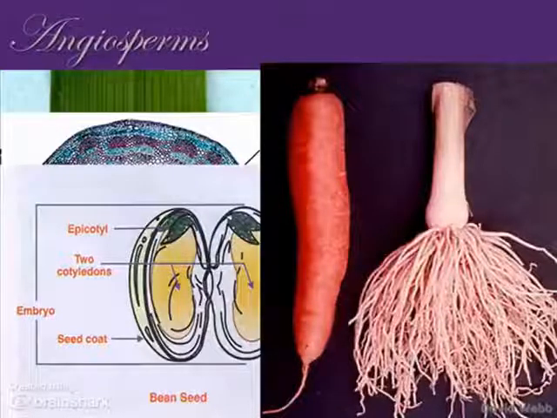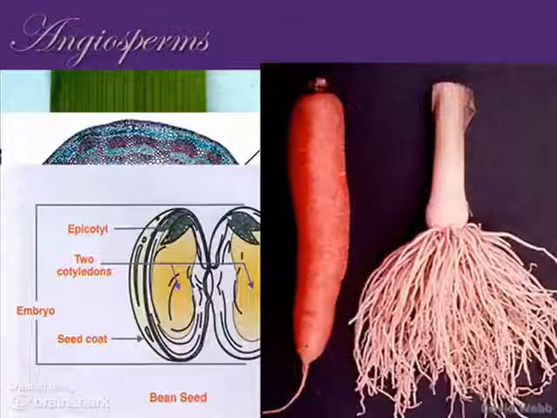Another way to tell monocots from dicots is to look at the vein pattern on the leaves. Monocots have parallel veins like we see here on the left, and dicots have a branching pattern on the leaves like we see here on the right. So grass plants are all monocots because they have parallel vein patterns.